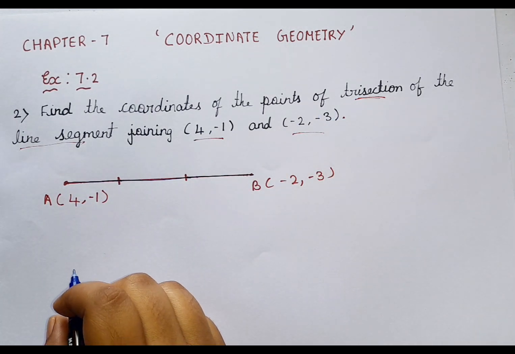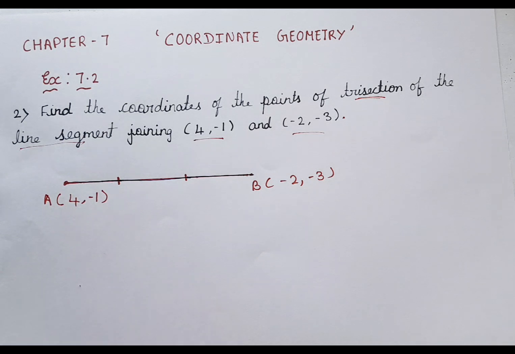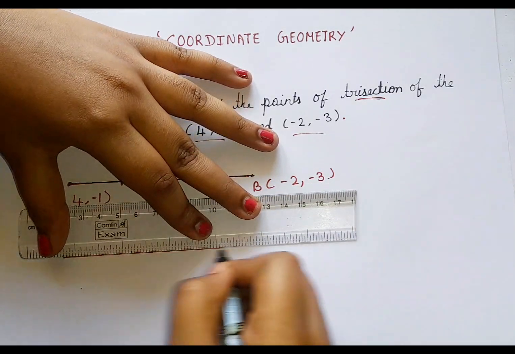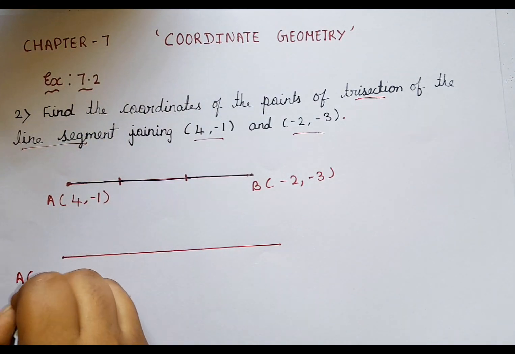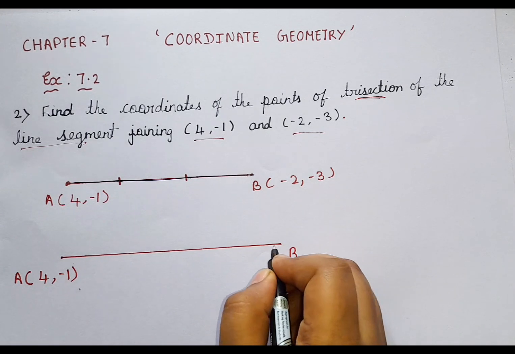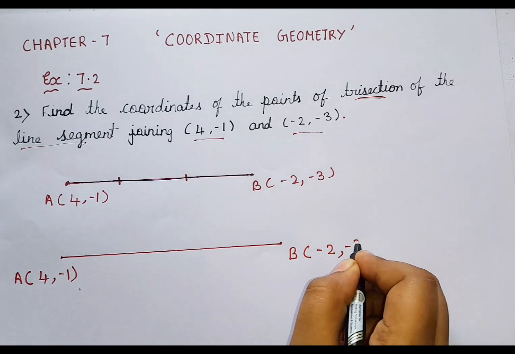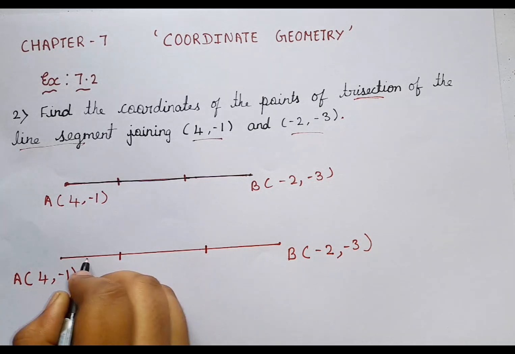Since we are supposed to find the coordinates, we need the ratios. So how to find the ratio? It is literally easy, guys. Again I'll draw the line segment, a little bit bigger, for a better understanding. Here the A value is (4, -1) and here the B value is (-2, -3). I have divided it into 3 equal parts: 1, 2, 3.